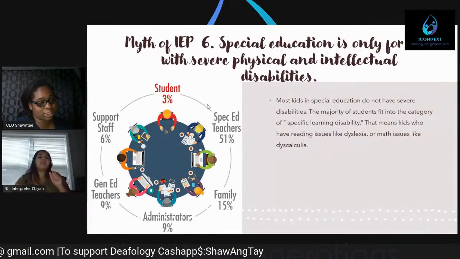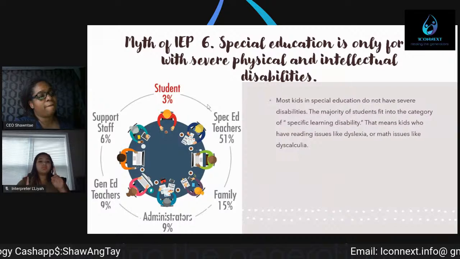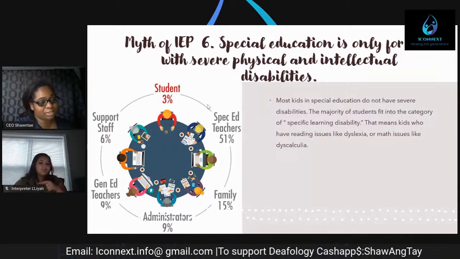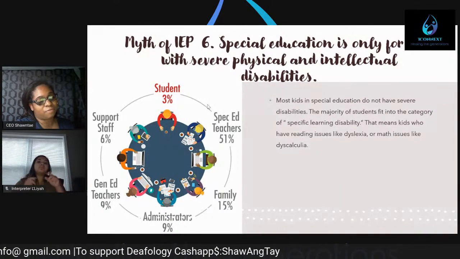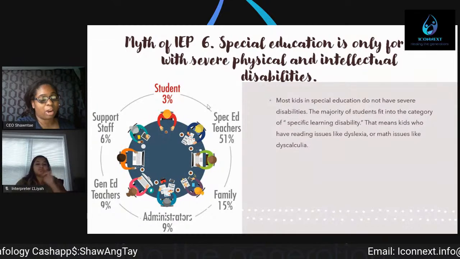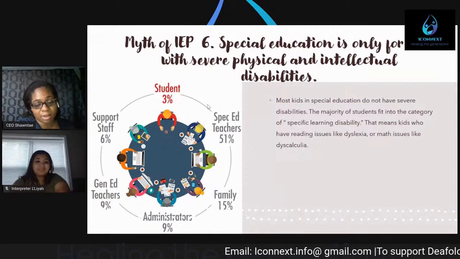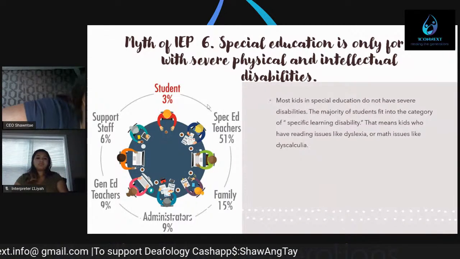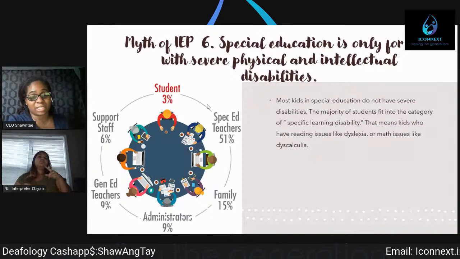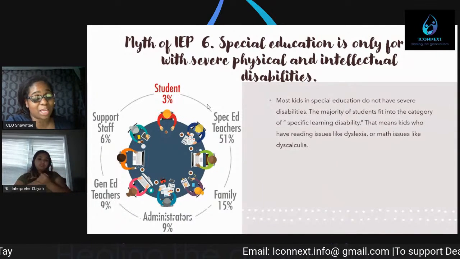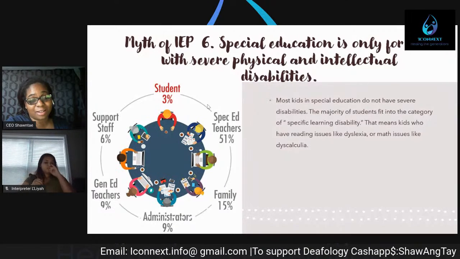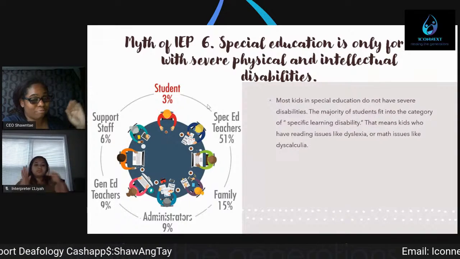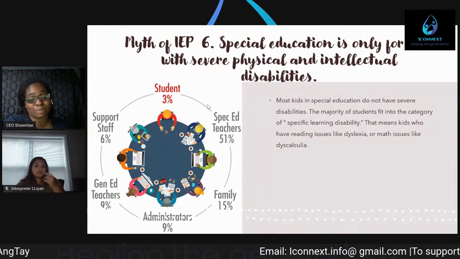Myth number 6, special education is only for kids with serious physical and intellectual disability. This is false. Most kids in special education do not have severe disabilities. There are different types of disabilities. You can have an IEP by being super smart, like a super genius. That just means that you need a whole other learning system because the regular old system is just below your child's intelligence. So an IEP does not mean that that child has additional special needs.